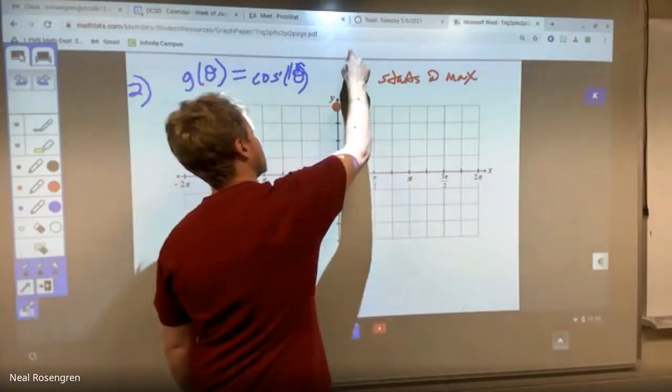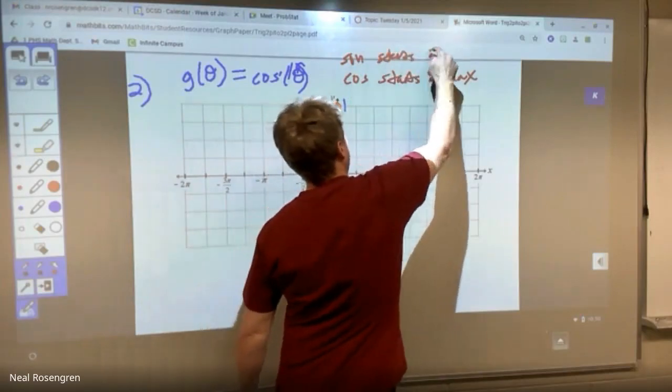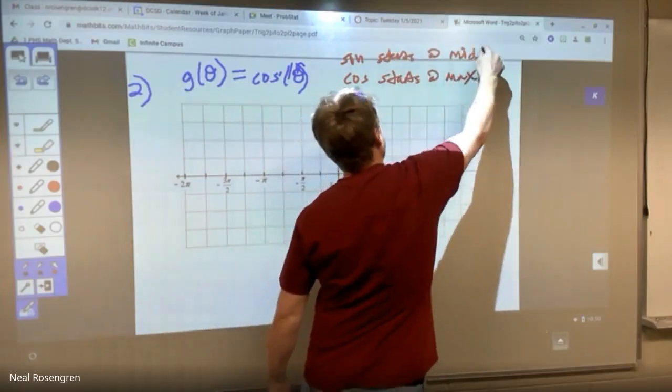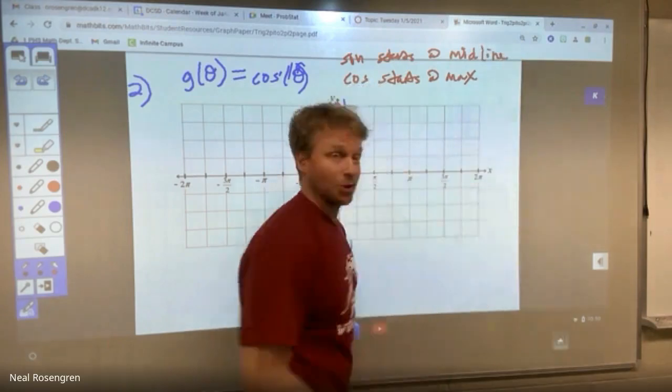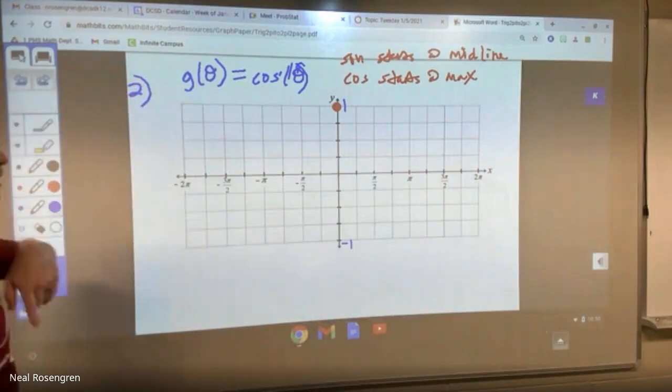Okay, sine starts at what's called the midline. We'll get into that more tomorrow. Okay, it's going to start in the middle. Cosine starts at the max. Cool, and then we go.